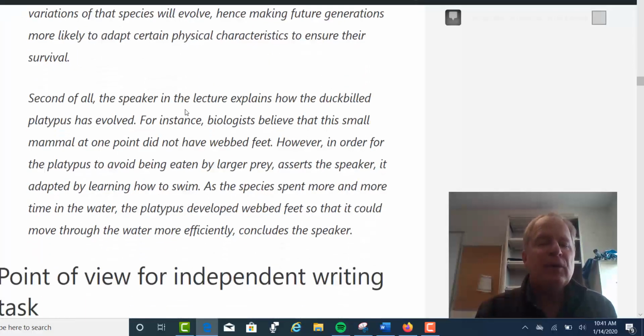Second of all, the speaker in the lecture explains how the duck-billed platypus has evolved. For instance, biologists believe that this small mammal at one point did not have webbed feet. However, in order for the platypus to avoid being eaten by larger prey, asserts the speaker, it adapted by learning how to swim. As the species spent more and more time in the water, the platypus developed webbed feet so that it could move through the water more efficiently, concludes the speaker.